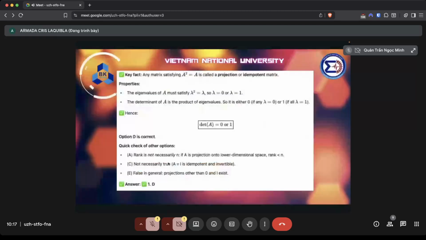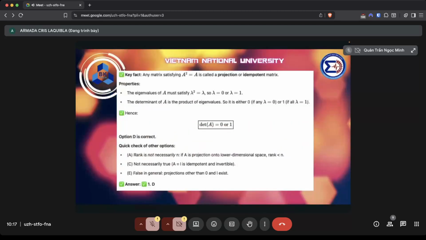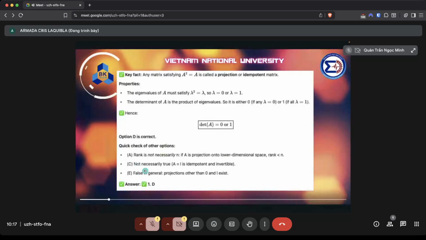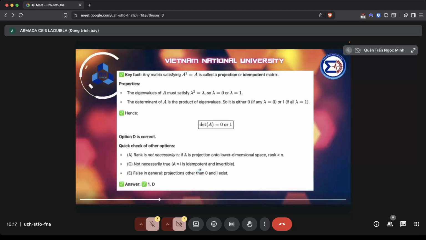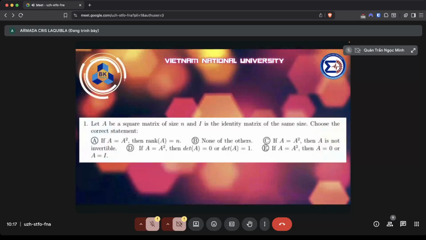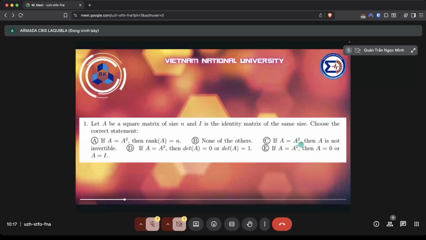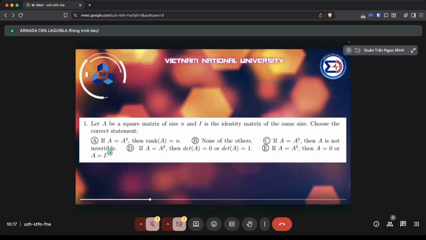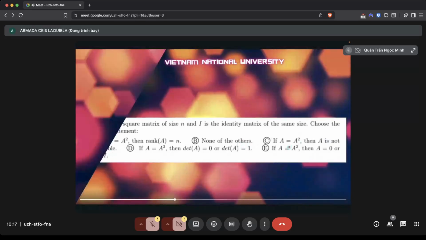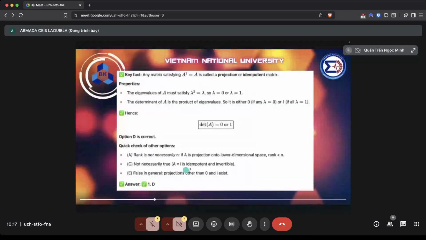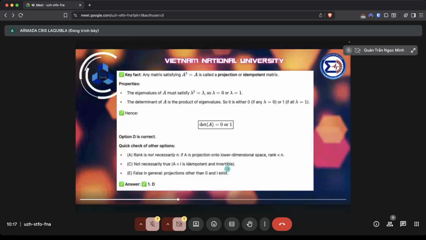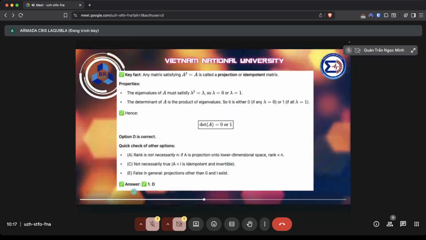Next. Okay, wait. There's another explanation for the C part. Not necessarily true. A equals I is idempotent and invertible. So C there is not necessarily true. It says there A is equal to A squared, then A is not invertible. But you can make the A there equal to your I, right? Because when you square the identity, it's the same. And I has an inverse. It's invertible.